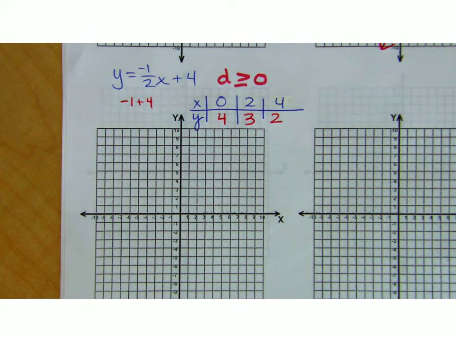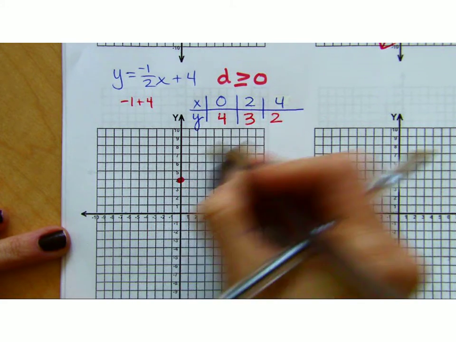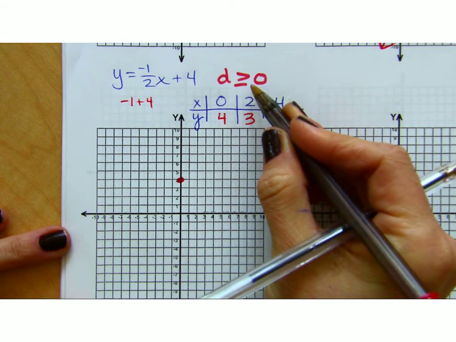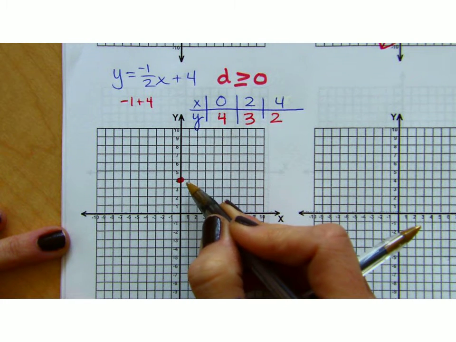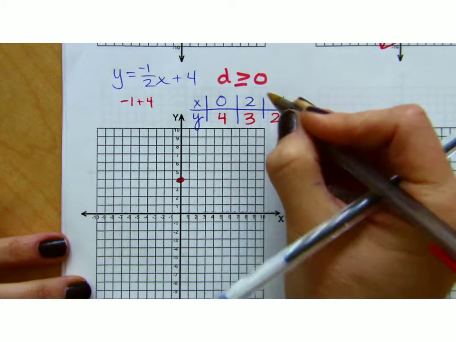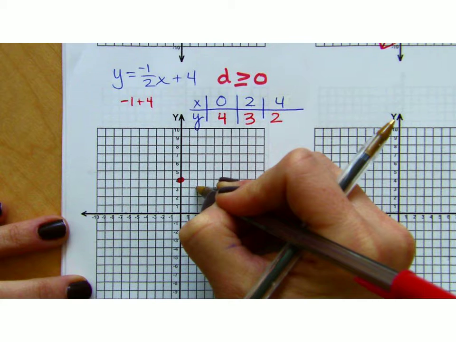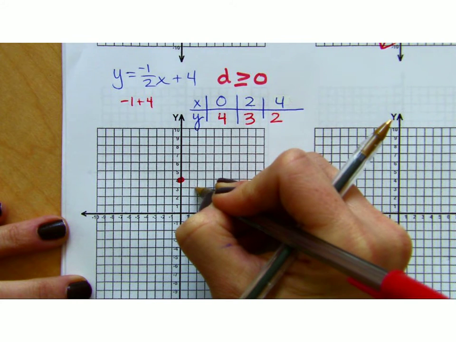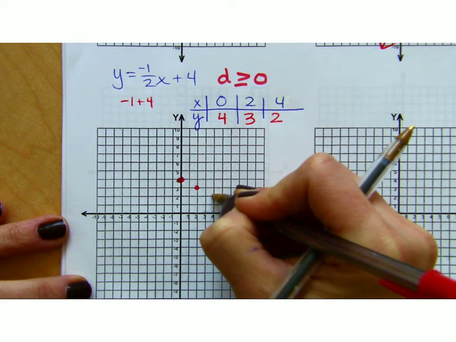Now is the moment of truth. Actually, no, not yet. Let's plot our points. Okay? Let's plot 0, 4. Can it be 0? Yes. I don't know if you noticed, but I did put a darkened in, colored in circle, a closed circle. That's going to change in next problem. Let's plot 2, 3. Yeah. And let's plot 4, 2.